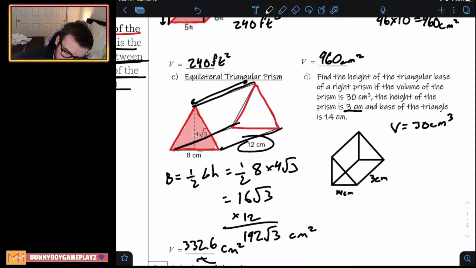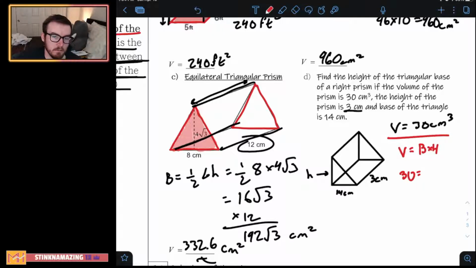Find the height of this triangle. So we're working backwards. We already know the volume, and we're trying to work backwards. So volume is equal to area of the base times the height of the prism. So 30 is equal to, do we know the area of the base? Think about that for a second. No. We know the length of this triangle, but we don't know the height. So you can't find area if you don't have both dimensions. So we don't know the area of the base.